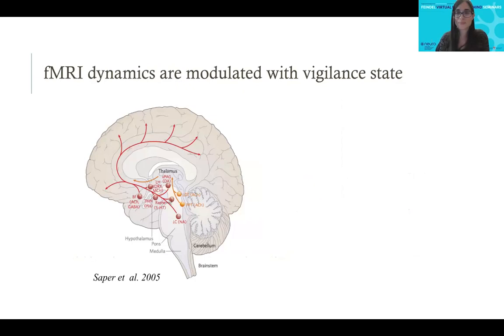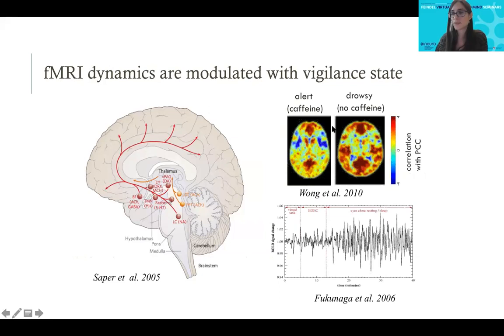Changes in vigilance are regulated by interactions between cortical areas and widely projecting subcortical regions. And empirically, this does seem to be the case. Several studies have shown that if you look at functional connectivity and fMRI signal amplitude, these are altered as a function of vigilant states, specifically with drowsier states being linked with more global signals and connectivity, as well as higher amplitude BOLD fluctuations. And this is shown in a really long scan when somebody fell asleep.